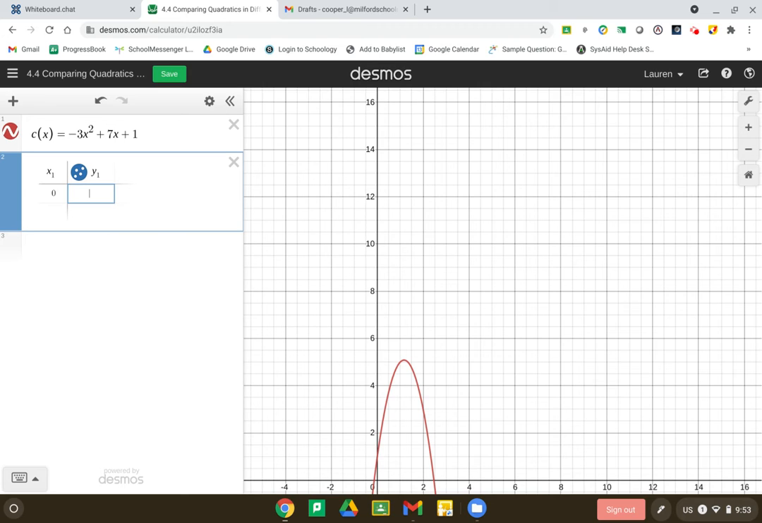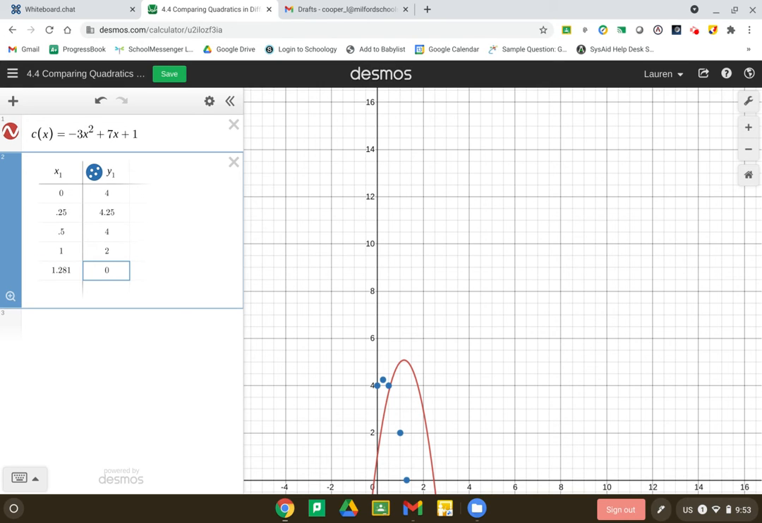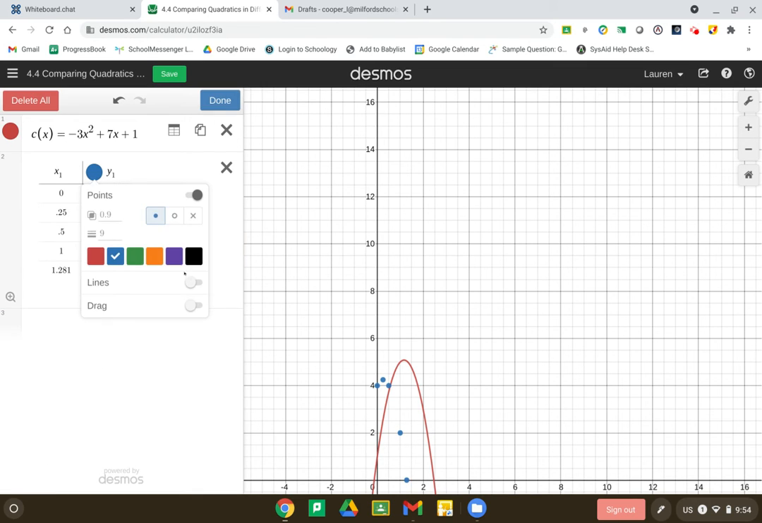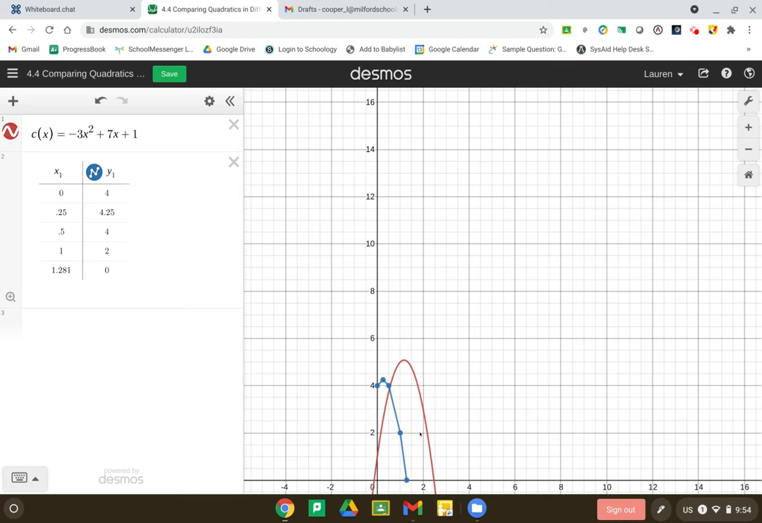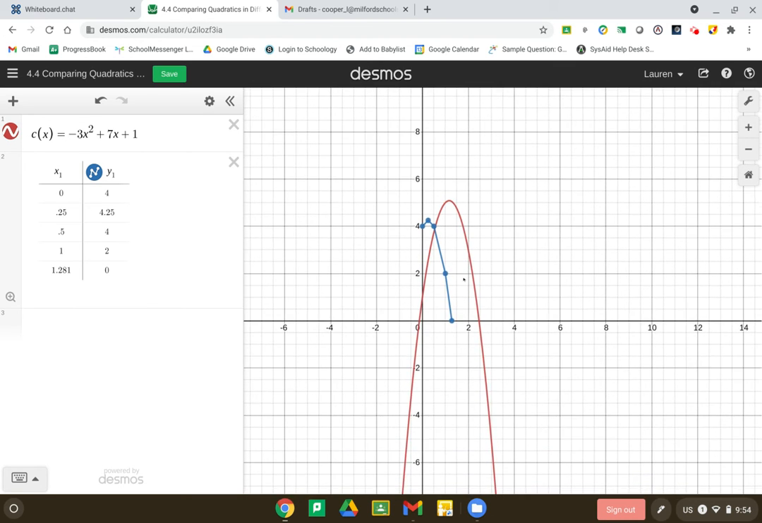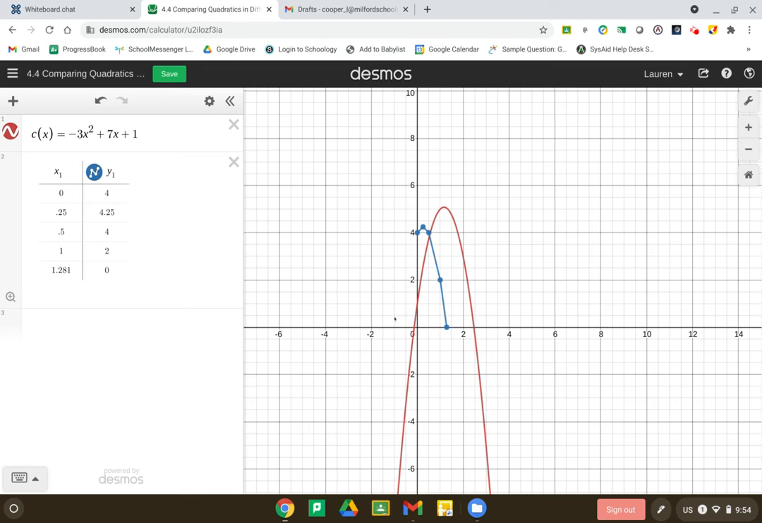So he's at 0, 4, 0.25, 4.25, 0.54, 1.2, and 1.281, and 0. And then I'm going to just go to this wrench and turn the line on so I can see, and Ben is going to be in blue. Okay, so as you can see, we don't have all of Ben's.